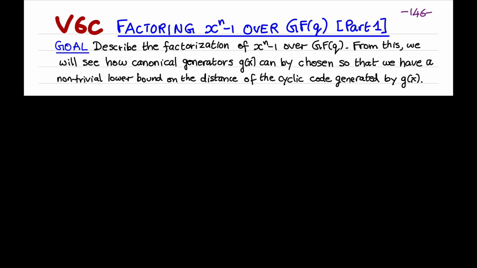And so by learning about the factorization of x^n - 1, we'll see how canonical generators g(x) can be selected so that we have a useful lower bound on the distance of the cyclic code generated by g(x). We'll call these codes BCH codes.